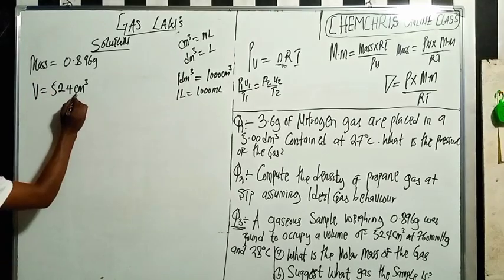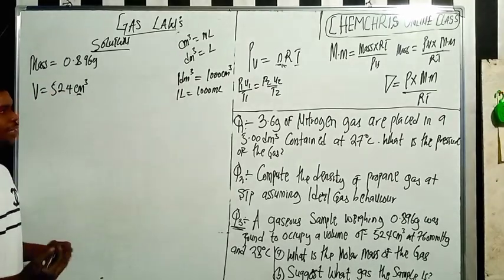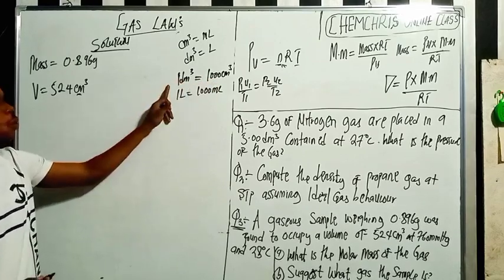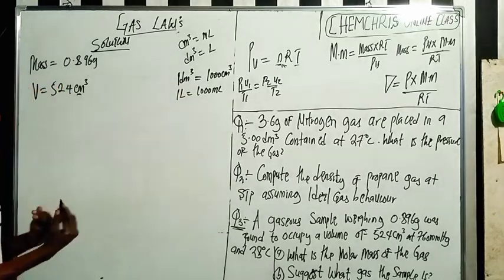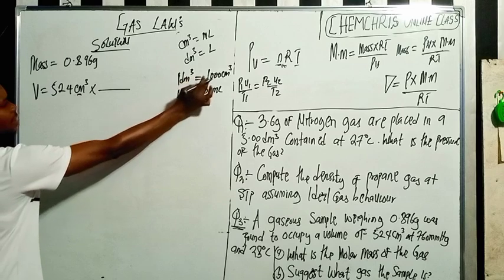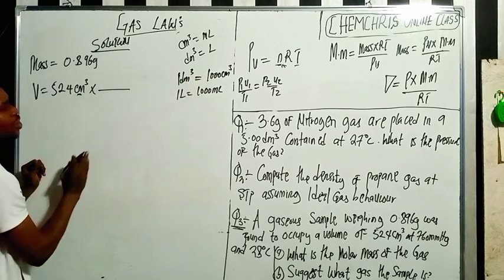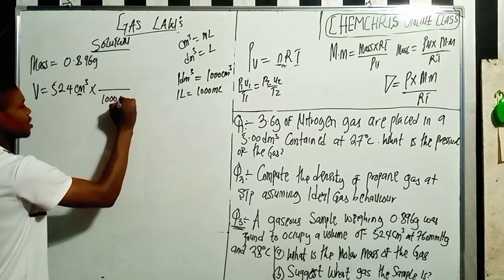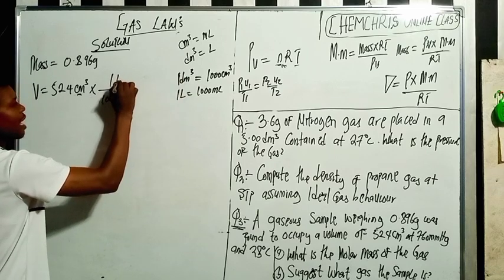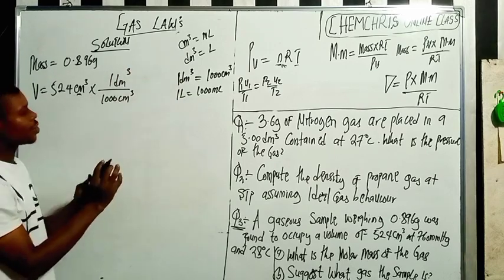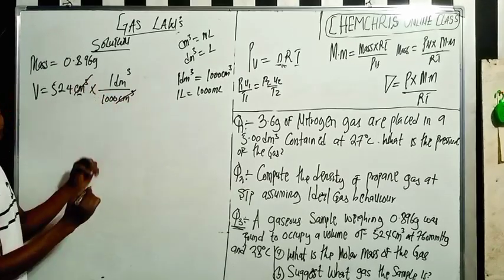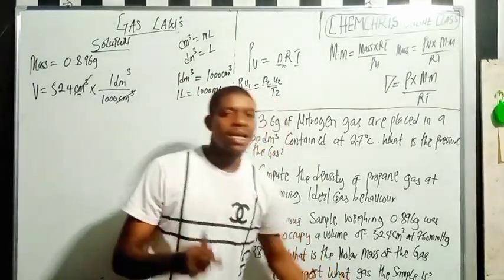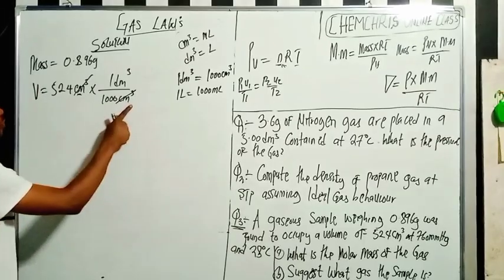So you have to convert this cm cube to dm cube using this conversion factor: 1 dm cube equals 1000 cm cube. When converting, you must arrange units in a way that will cancel each other. This cm cube has to go to the bottom, so here we have 1000 cm cube, while 1 dm cube goes to the top, so that cm cube cancels cm cube. You must know how to convert from one unit to the other. It's very important.